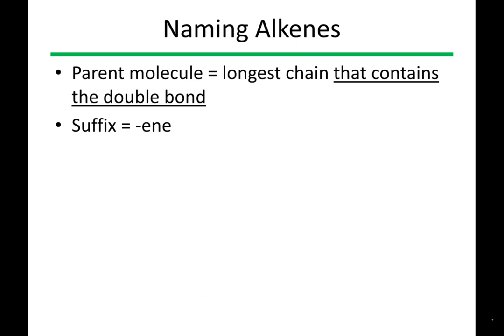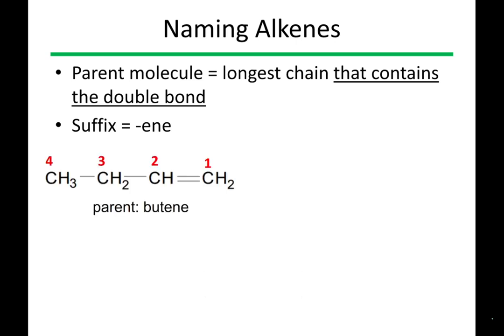For naming alkenes, the parent molecule is going to be the longest chain that contains the double bond. So even if there's a longer chain, if it doesn't contain the double bond, that will not be the parent chain. Otherwise, those will be named pretty similar to alkanes, except instead of ending in -ane, the suffix is going to end in -ene. So here's an example where we have 4 carbons in a chain and 1 double bond. So the parent chain for this is going to be butene. So we have the -ene instead of the -ane, but we start with this but prefix.